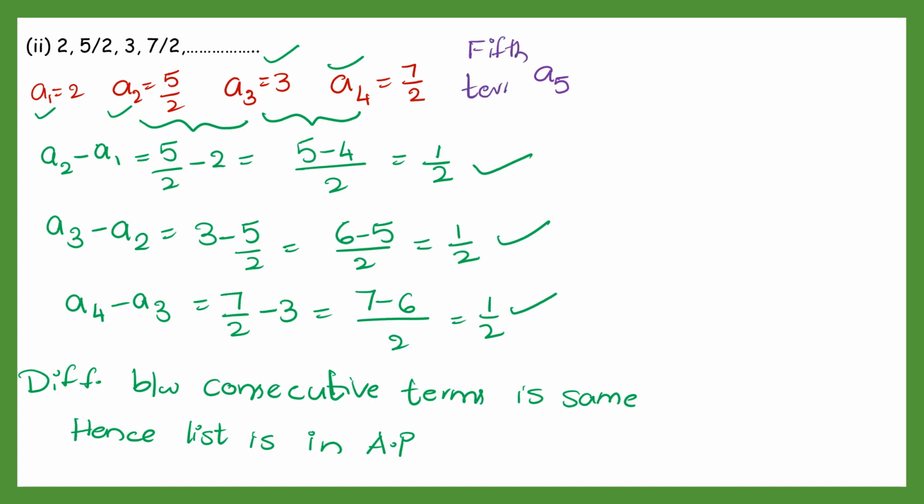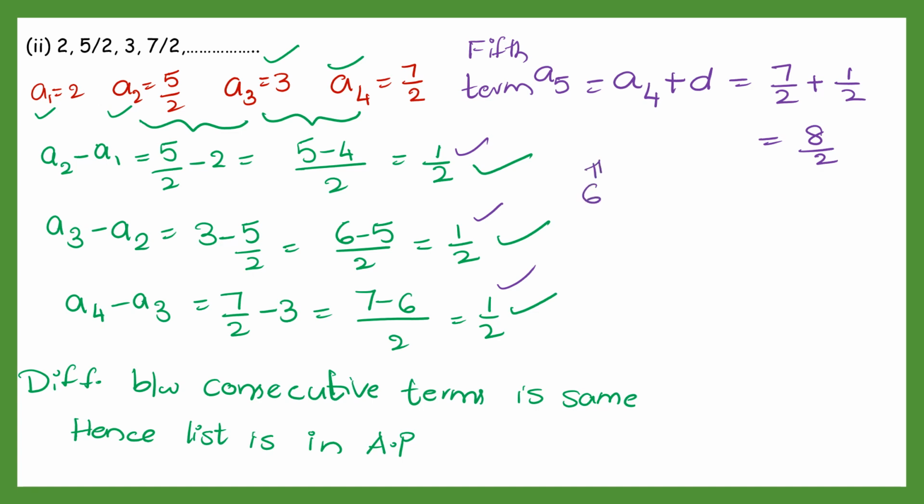The fifth term A5 is nothing but A4, that is the fourth term, plus the common difference. We know the common difference now. This is the common difference, right? A4 is 7 by 2 plus the common difference 1 by 2. You get 8 by 2. So we got the fifth term as 8 by 2.